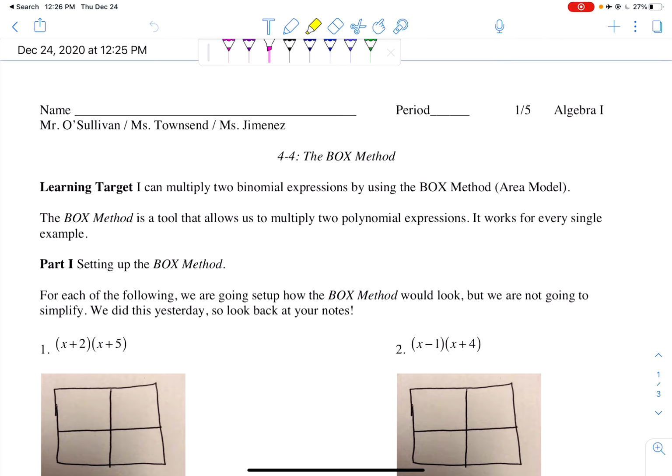So ladies, the box method is simply just a tool that allows us to multiply two polynomial expressions. And the best part about this is it's not one of those math things that only works for a few instances. It works for every single example.